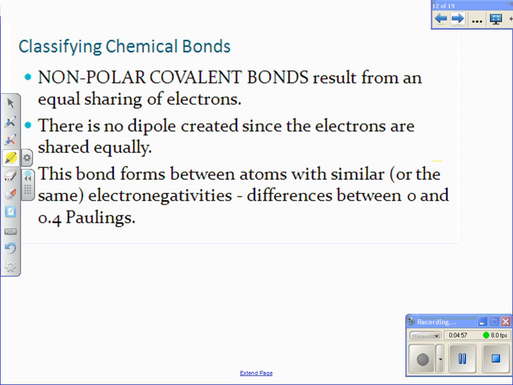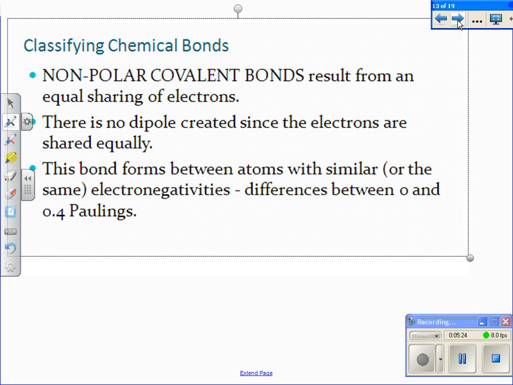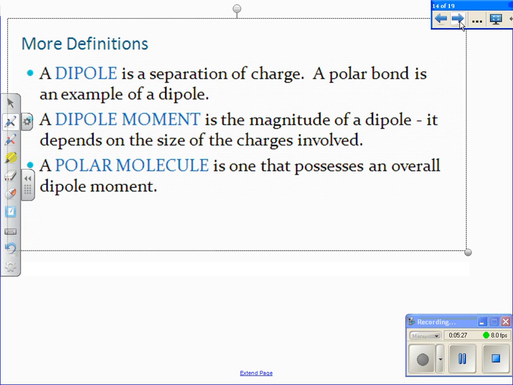The other type of covalent bond is a nonpolar covalent bond. That is an equal sharing of electrons. Well, how do we say something's an equal sharing of electrons? If the electronegativity difference is from 0 to 0.4, it is considered a nonpolar covalent bond, so the electrons are shared equally, and it does not form a dipole. And remember, a dipole is a molecule that is polar. Dipole is a separation of charge. A polar bond is an example of a dipole. A dipole moment, when we measure that, is the magnitude.